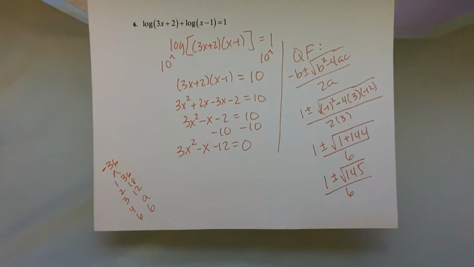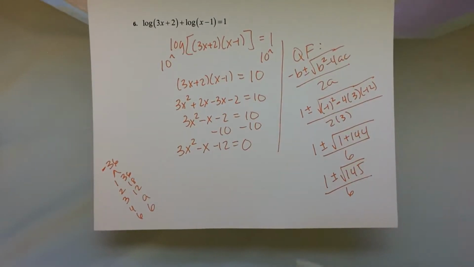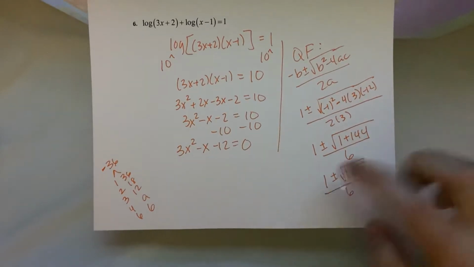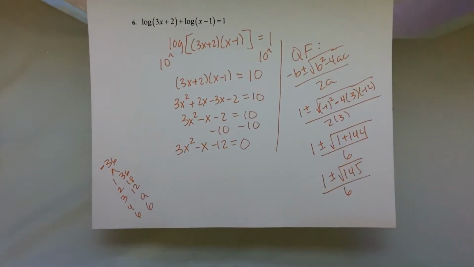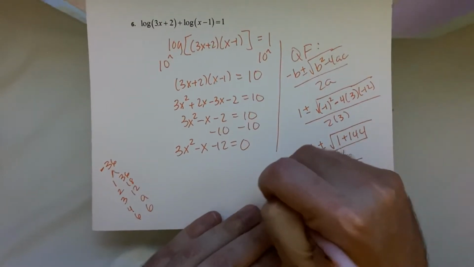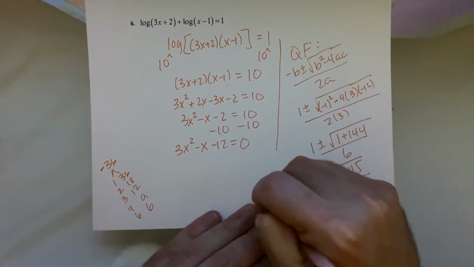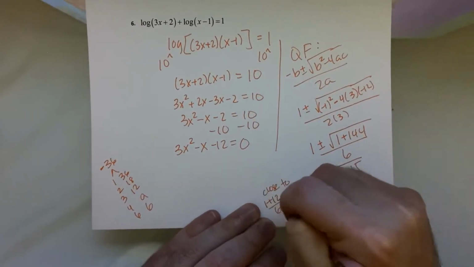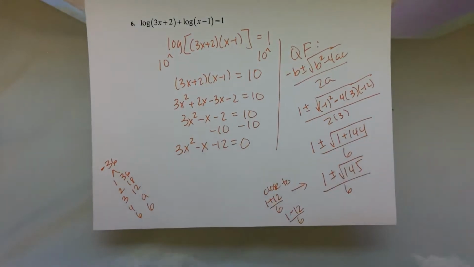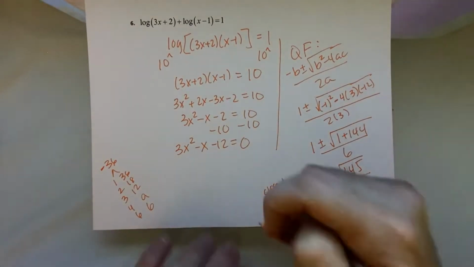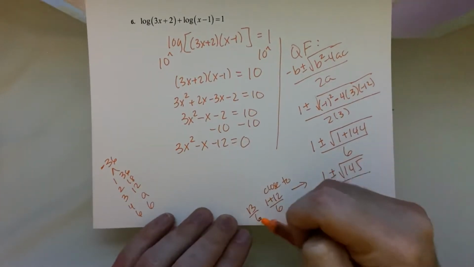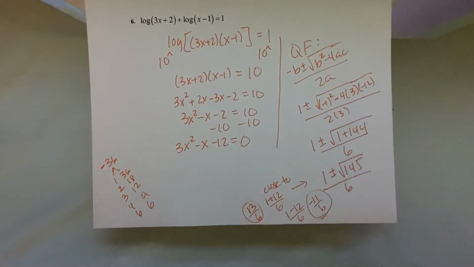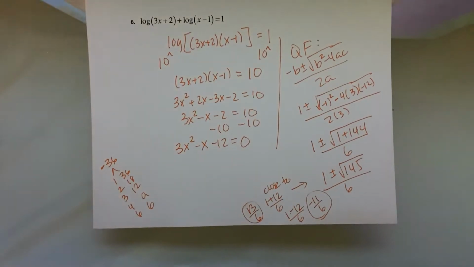Now, you're probably wondering, okay, there's an issue here. I need to check my answers, but I don't 100% know where this is. So let's talk about what the square root of 145 is close to. It's really close to 12. So this has to be close to 1 plus 12 over 6, and then 1 minus 12 over 6, because the square root of 145 is only a tiny bit bigger. So we've got 13 over 6 and negative 11 over 6 as our possible options. So when I plug them back in, that's what I'm roughly going to estimate.